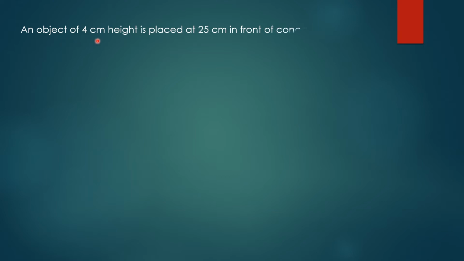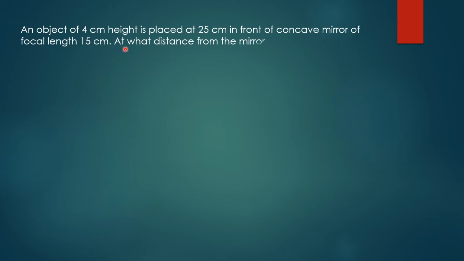An object of 4 centimeters height is placed at 25 centimeters in front of a concave mirror of focal length, what is the focal length? 15 centimeters. Once again, read the sum. An object of 4 centimeters height is placed at 25 centimeters in front of a concave mirror of focal length 15 centimeters. At what distance from the mirror would a screen be placed in order to get a sharp image?